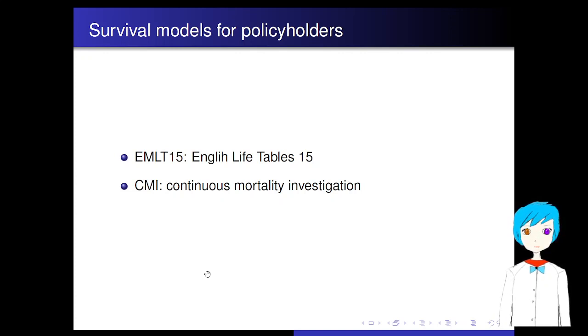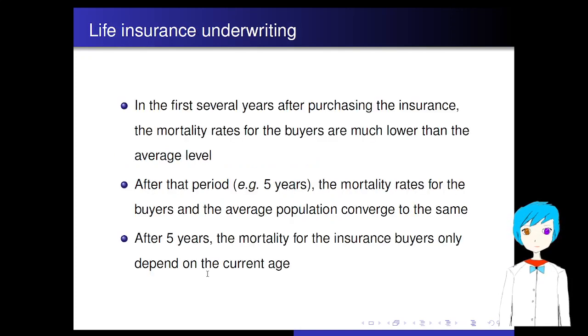But the biggest difference is the selection process, which states that the mortality for the selected life, which means the person who buys the insurance, is different from the general population. So it's called life insurance underwriting.